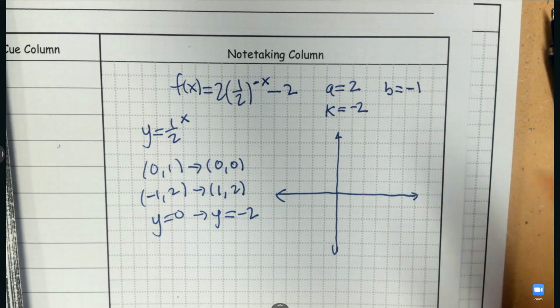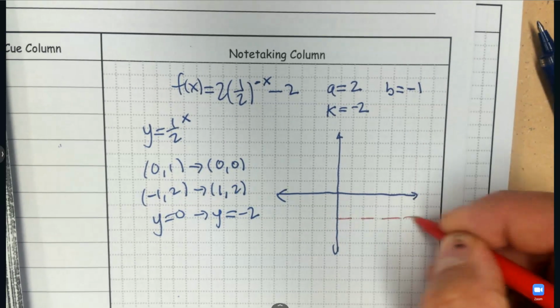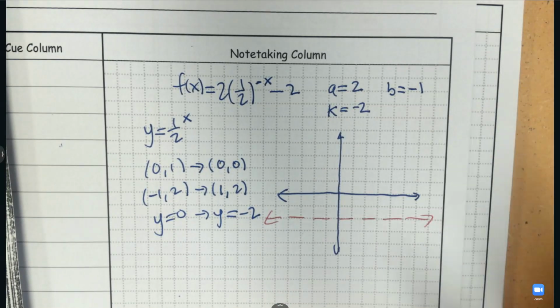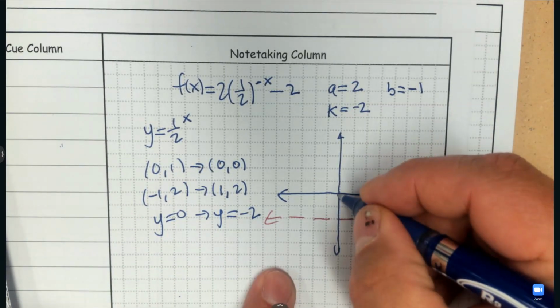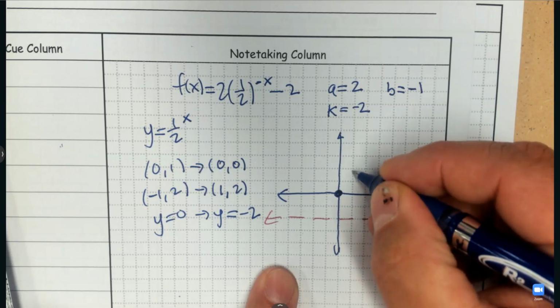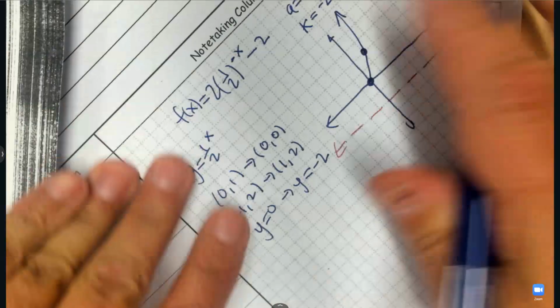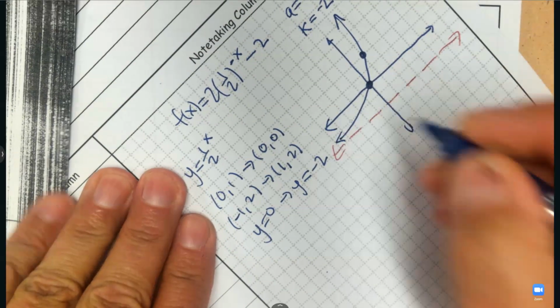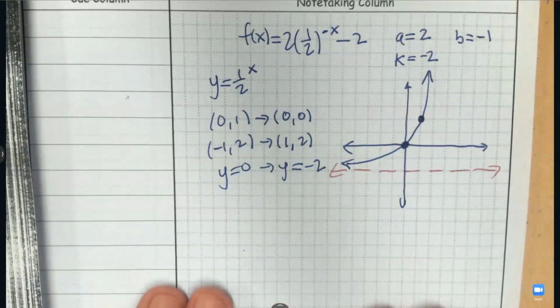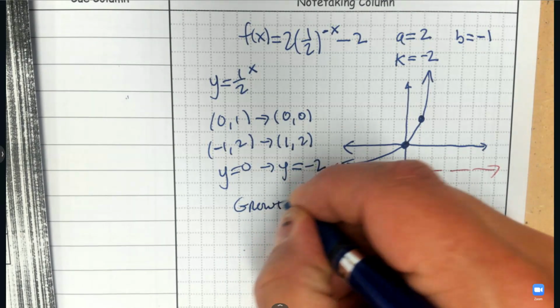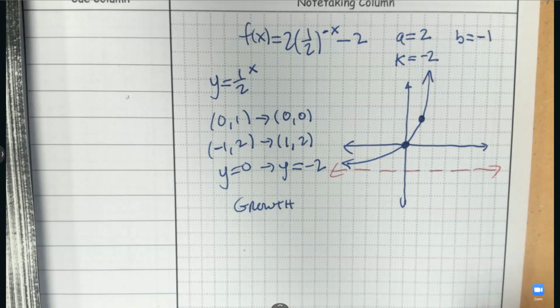So at negative 2, put a broken line. And then the points are at (0, 0), and (1, 2), and then this rises to the right, and then you can see it falls to the left. This is growth, because it's rising to the right.